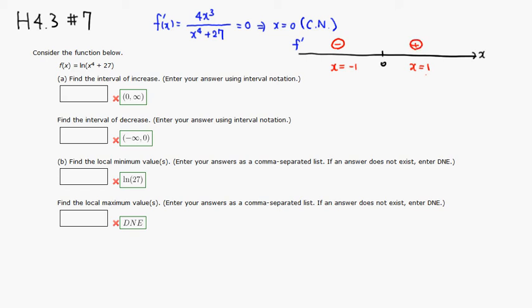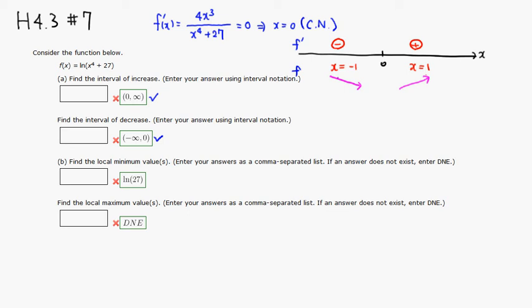So we know that the original function f is decreasing before 0 and increasing after 0. That's why the interval of increase is from 0 to infinity. The interval of decrease would be -infinity to 0. So we got that. Now, find the local minimum value.